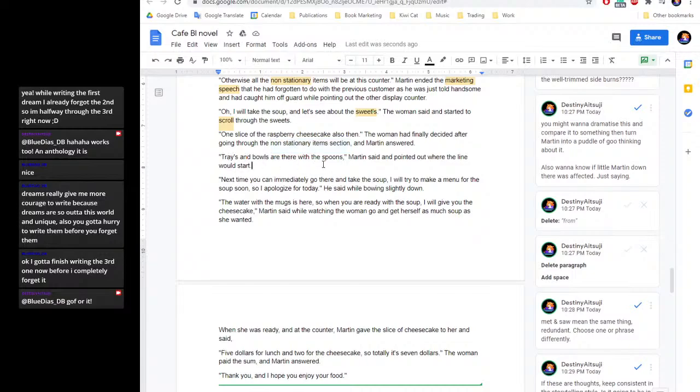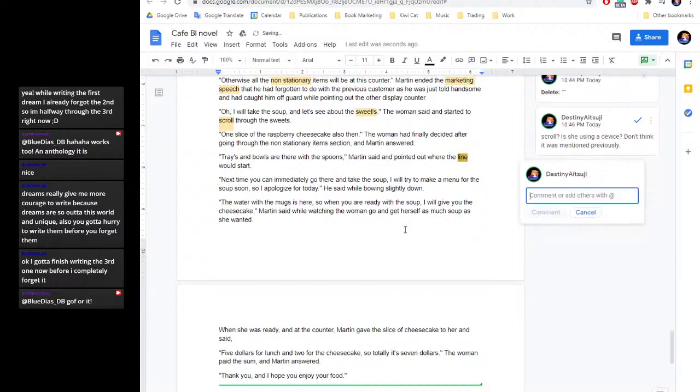So, trays and bowls that are there with the spoon. I pointed out where the line would start. Line. I got questions here as well. When she was giving the cafe tour, there was no mention that it's buffet style and a self-help thing. So I would like to actually see this being elaborated more. It's not even something that gives me information and feeds me along the way. I don't even know the concept of this cafe anymore.